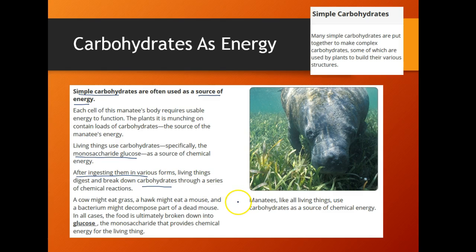So we have living things eating carbohydrates, and then that carbohydrate gets broken down further. So an example would be a cow might eat grass, a hawk might eat a mouse, a bacterium might decompose part of a dead mouse. All of these are examples of food being broken down into glucose, which is a monosaccharide that provides chemical energy for the living thing. So again, you eat something and it gets broken down into glucose, and we can use that glucose to make energy.